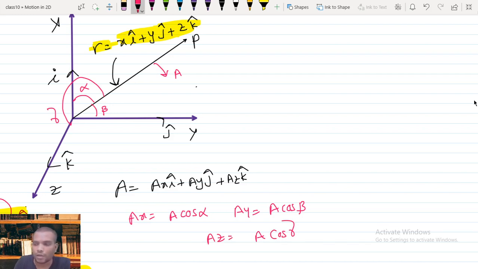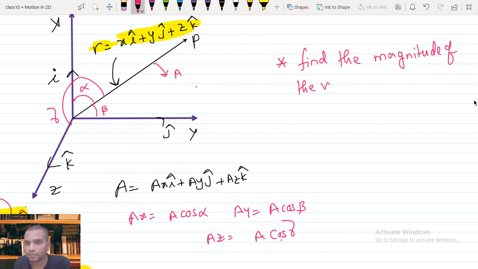Now let us ask a question. How to find magnitude and direction of a given vector in three dimensions? So I will take one three-dimensional vector and show how to find its magnitude and direction. Suppose a vector is given like this, find the magnitude of the vector 2i cap minus 3j cap plus under root 3k cap. So this is a vector in three dimensions which is given.